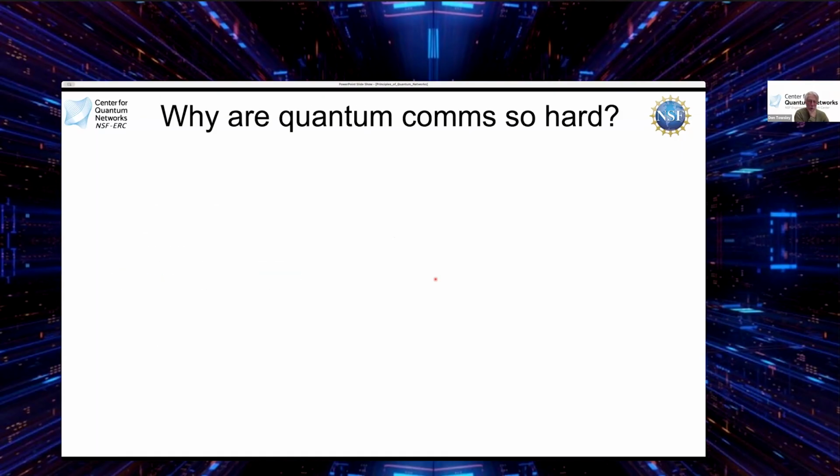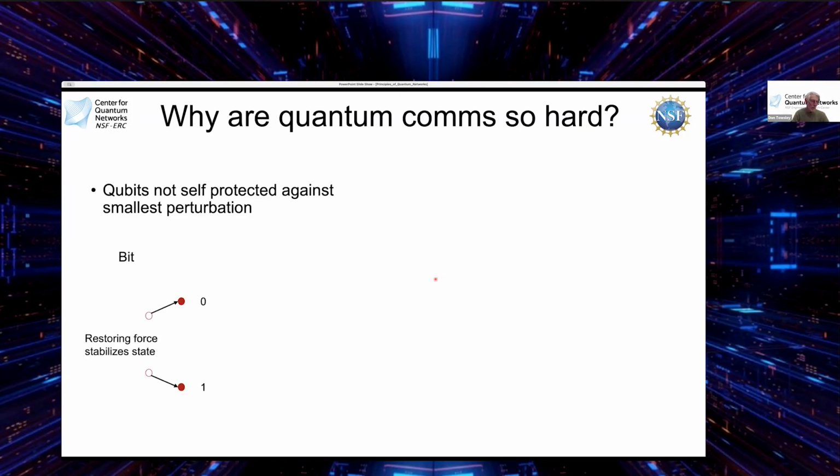So going back to why quantum comms are so hard, let's talk about noise. It's important to understand that qubits are very different from classical bits in that, as I'm going to show you, they're not self-protected against small perturbations. Here I have a picture for a bit. Let's say the encodings for the bits 0 and 1 are these red points right here. Noise might affect the encodings, and maybe the encoding moves to here. But it's very easy to tell what the bit is, because we would just pick the closest red dot and say, okay, this must be a 0, this must be a 1.